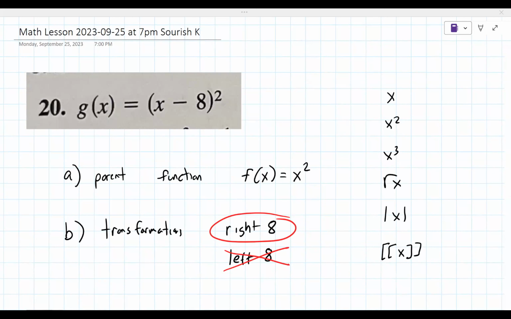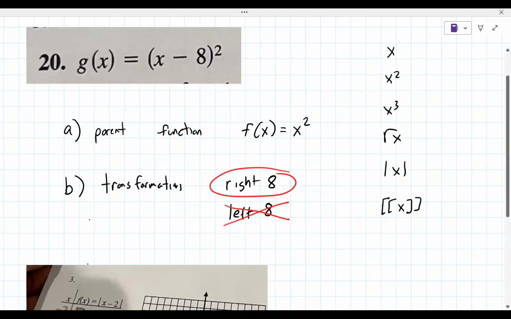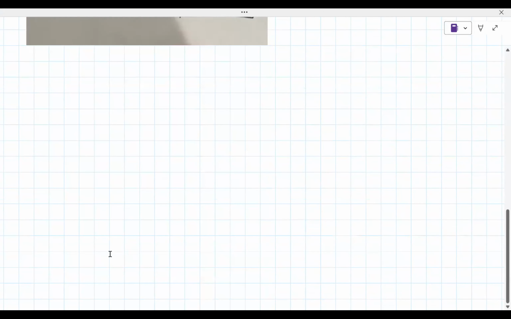All right, so part C says to sketch the graph. How do you want us to sketch the graph? Do you want us to use technology? Do you want to do it by hand? What would be best for you? We can sketch the graph.